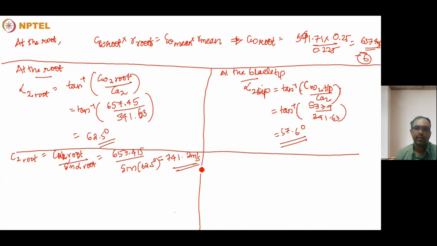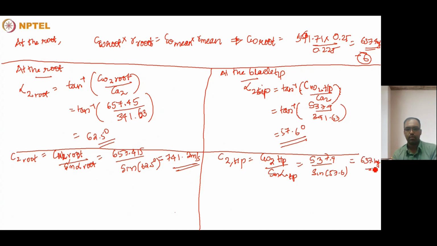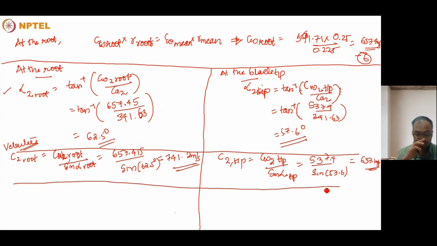So that will be coming around 741.2 meter per second. And the C2 at tip will be equal to CW tip divided by sine alpha at the tip. So that will be equal to 537.9 divided by sine 57.6. That will be coming around 637.1 meter per second. After calculating the velocities, we can calculate the static temperatures.